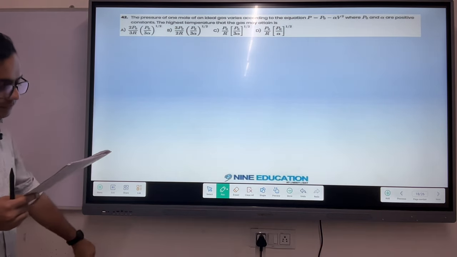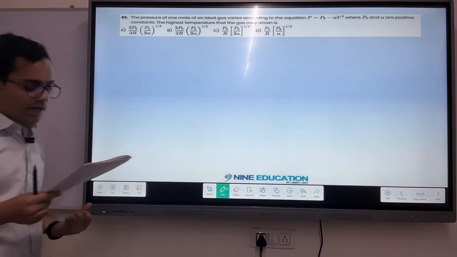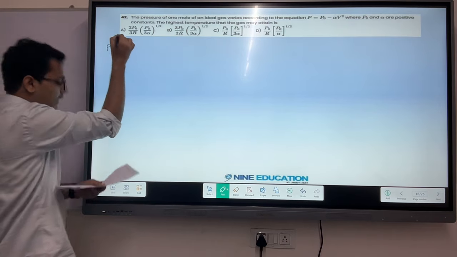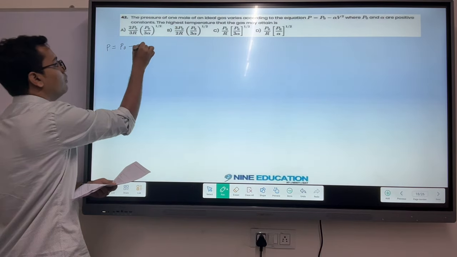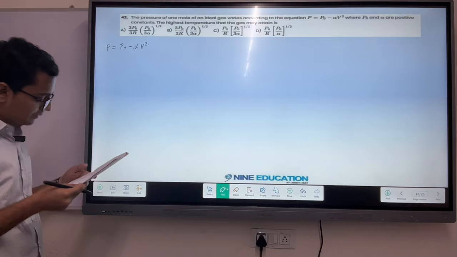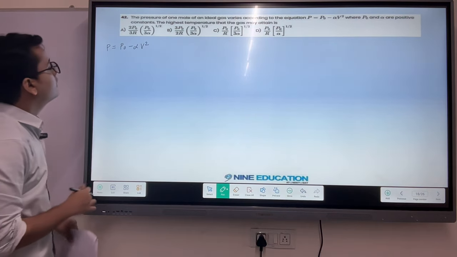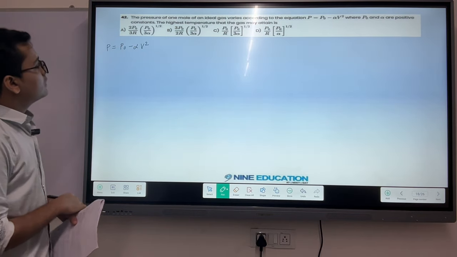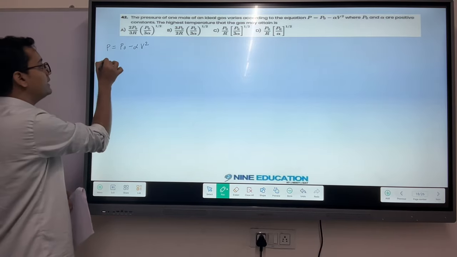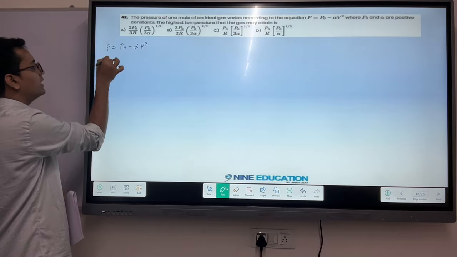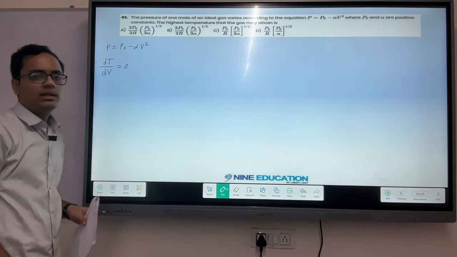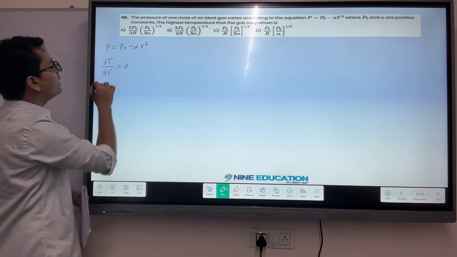42. It says that pressure of 1 mole of an ideal gas varies as this. P is equal to P naught minus alpha V square. The highest temperature that it may attain is, okay. So you have to find the highest temperature it may attain. So highest temperature means at highest temperature you are going to have dT by dV is equal to 0. Clear?